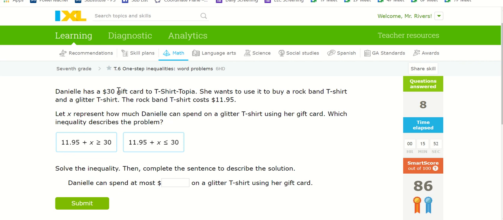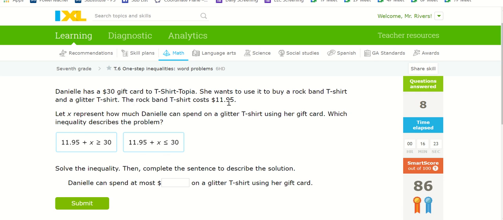So she has a $30 gift card. Let's say she has no other money other than the gift card, right? Can you buy something for $10? Yeah, you would have $20 left over on the gift card. Could you buy something for $30? Yeah, you have exactly 30 bucks on that gift card. Could you buy something that's $32? The answer is no, you don't have enough on the gift card. So let X represent how much money Danielle can spend on a glitter t-shirt using her gift card.